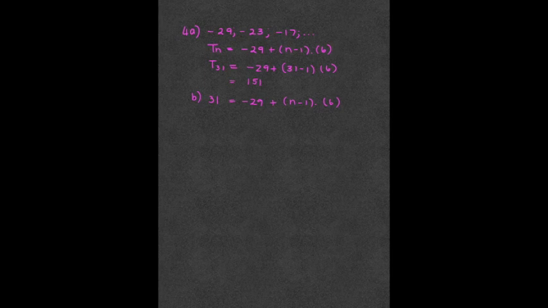All right. So let's simplify. Some of you may do this in fewer steps. That's perfect. So I'm going to work with the n on the right-hand side since it's positive there. 29 plus 6 is 35. 35 plus 31 is 66. 66 divided by 6 is 11.